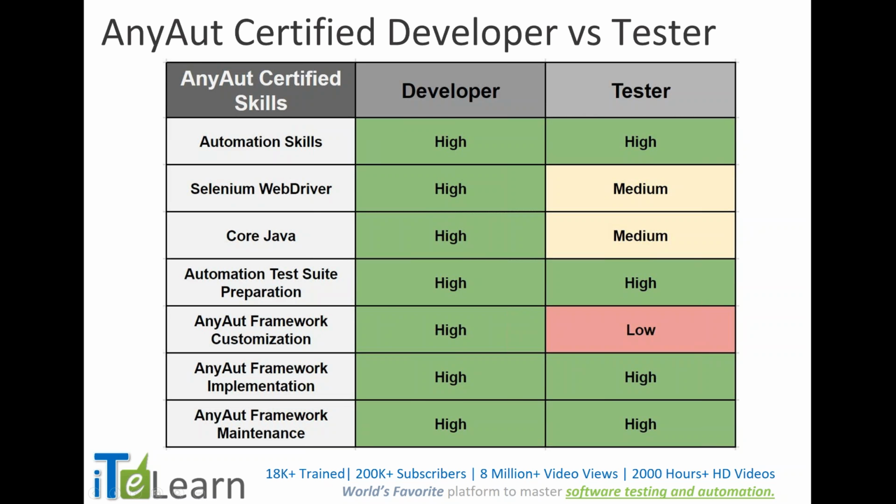So if you look at the left side, where I talked about the skills, the basic fundamentals of automation, the 101 ground rules of automation, both are amazing at. When it comes to Selenium WebDriver, the tester is at a medium level because we don't want them to master that right away. They will eventually, but not needed right away. Core Java, again, the tester is at a medium level because we don't expect them to be awesome programmers. Their duty is different. Automation test suite preparation.